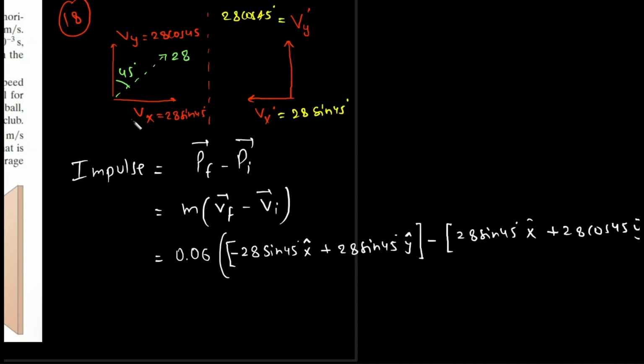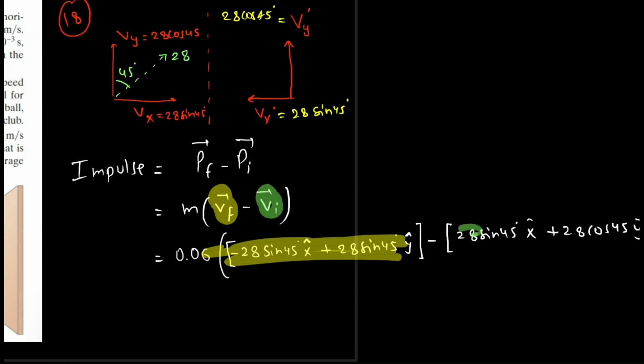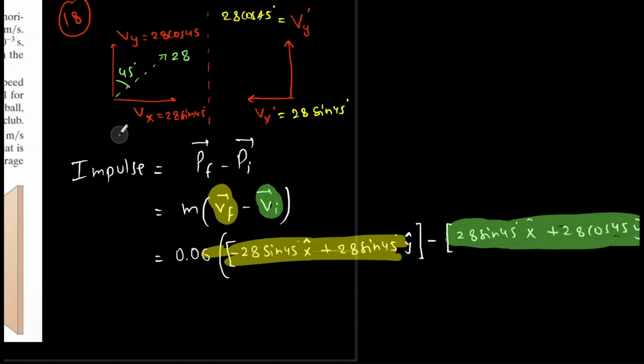Not really. Could you re-explain it, please? Final velocity makes sense, right? Yeah, I see. This is the final velocity. The minus sign remains as it is, and the initial velocity is only this much. 28 sine 45 is towards the right, so I've taken it as positive, and 28 cos 45 is towards plus y side, so I've taken it as y only. Does that make sense?